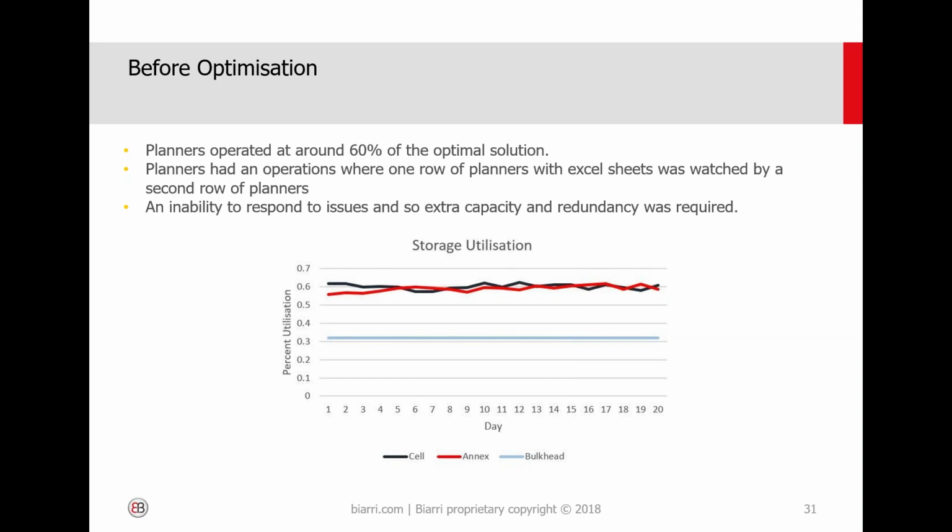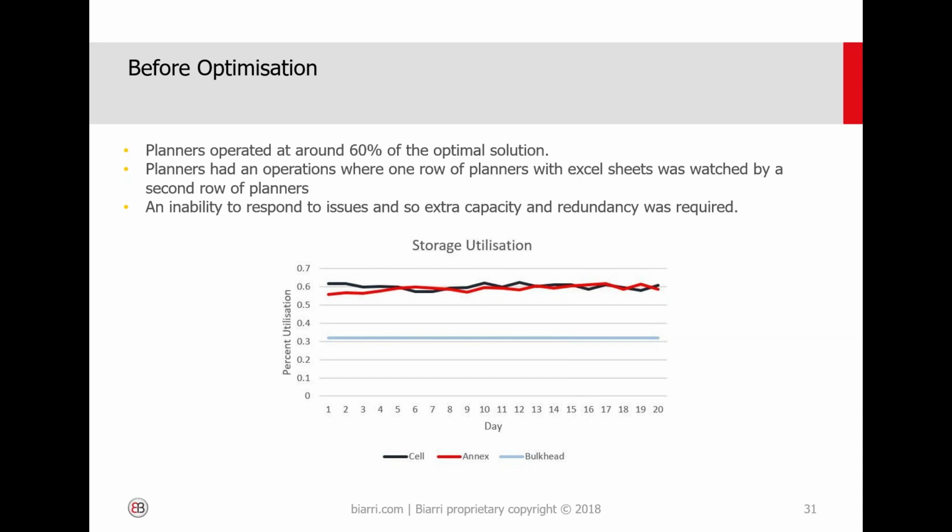That meant for a site with 12 million tons of capacity, 15 million tons of product moving through it, and 1 million tons of capacity, that they were losing 400,000 tons of that. There was a huge amount of wastage going on in terms of what they could or couldn't do. That was a bad situation to be in. It also meant that because of the way they were running their systems, they had one row of planners with Excel sheets watched by a second row of planners with Excel sheets.